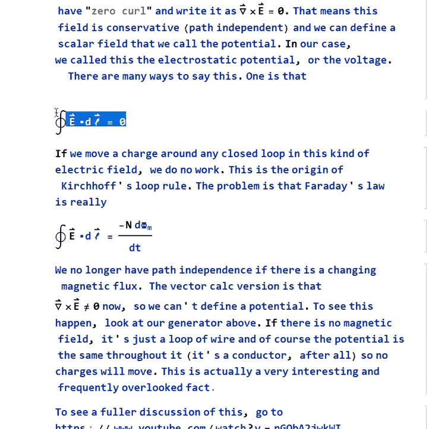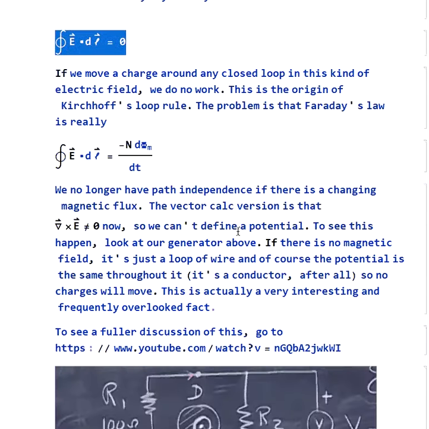The problem is Kirchhoff's law isn't really a law. The actual law is Faraday's law, and it says this. Now, of course, if we don't have any magnetic flux going on, like we didn't when we were looking at those simple circuits, this was 0, and we're back to being okay with Kirchhoff's voltage law. Now, we don't have path independence if there's a changing magnetic flux. In vector calc, we'd write that as curl of E is not equal to 0. That means we can't define a potential.